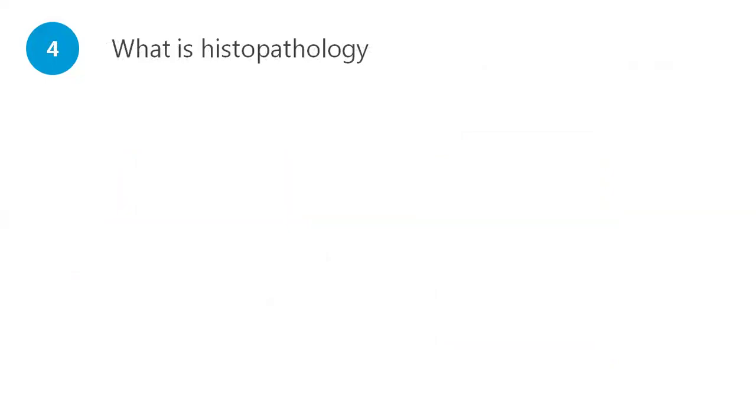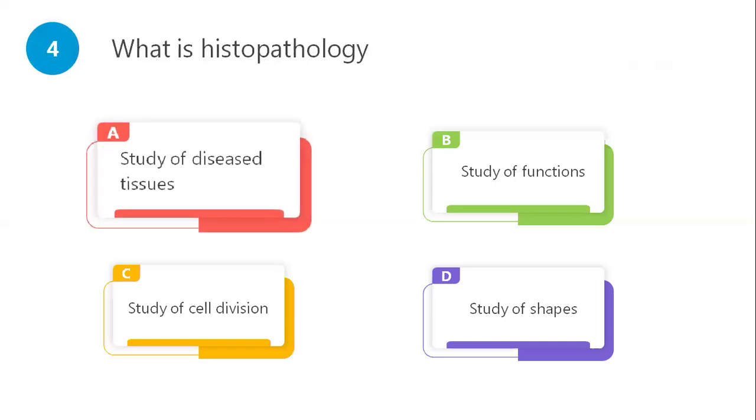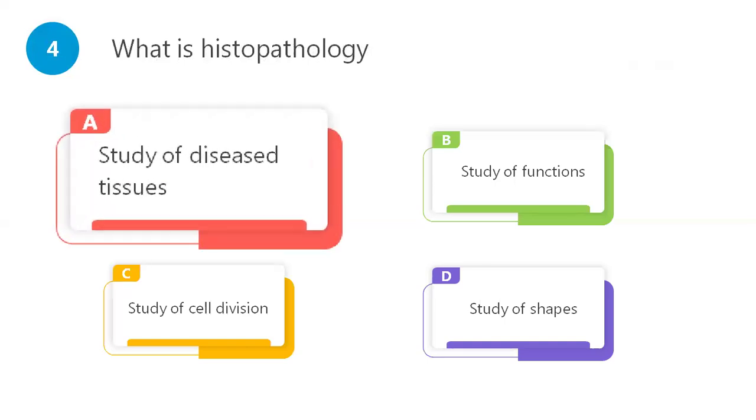Next question, what is histopathology? What is meant by histopathology? Option A, study of diseased tissue. Option B, study of functions. Option C, study of cell division. Option D, study of shapes. Here the right answer is option A, study of diseased tissues.